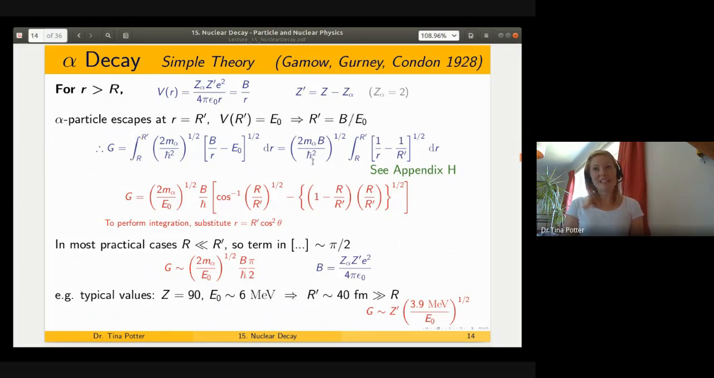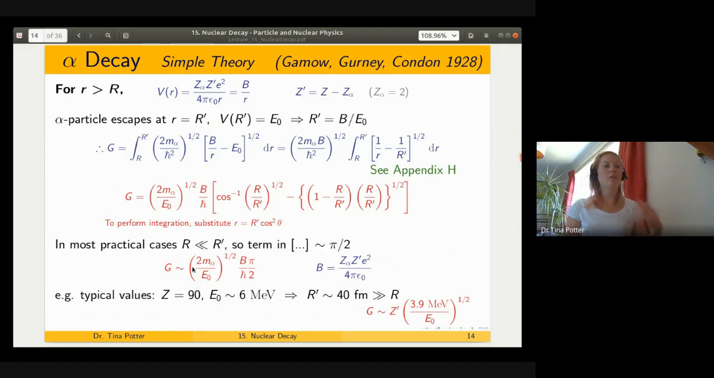You can have a look at this integration here. It's done in Appendix H. But there's a nice simplification that you can do afterwards, because usually the radius of a nucleus is much, much smaller than the escape radius, R prime. So we can get rid of this term here, and this inverse cosine term goes to pi over 2. This simplifies our Gamow factor quite a lot.